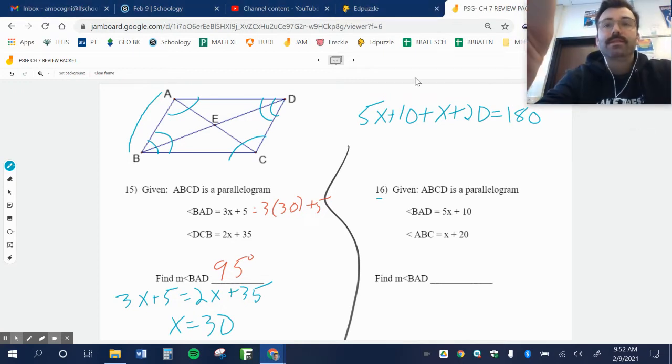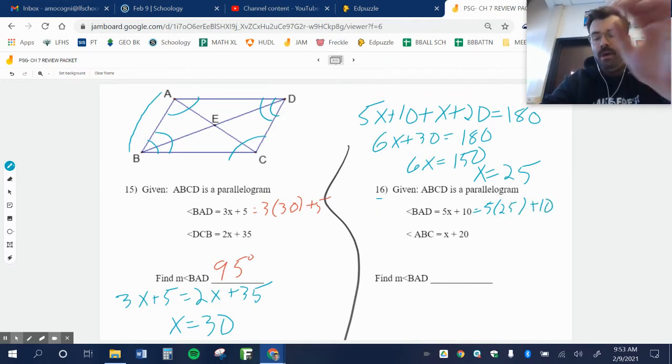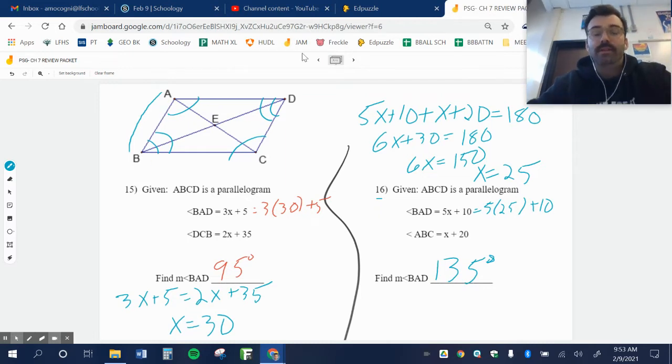All right, combine my like terms. 6x plus 30 equals 180. 6x equals 150. So x equals 25. And BAD, I want to substitute that 25 in for x. 5 times 25 plus 10 to get 135 degrees. So the biggest part about this problem is recognizing that these two angles are supplementary and they're not congruent. Okay, they're not congruent.